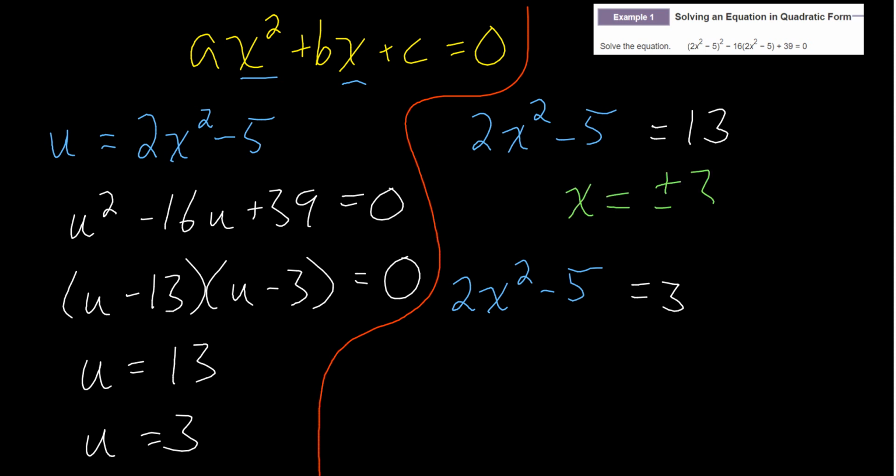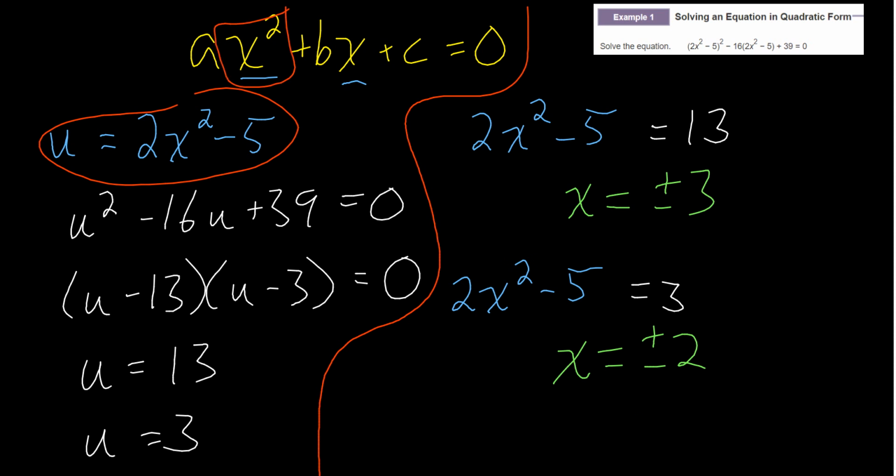Same thing over here. We're going to add 5, so we get 8. 8 divided by 2 is 4. The square root of 4 means x is equal to plus or minus 2. Right? And those are our solutions to this problem. And again, the hard part in this particular case is knowing what to substitute here.